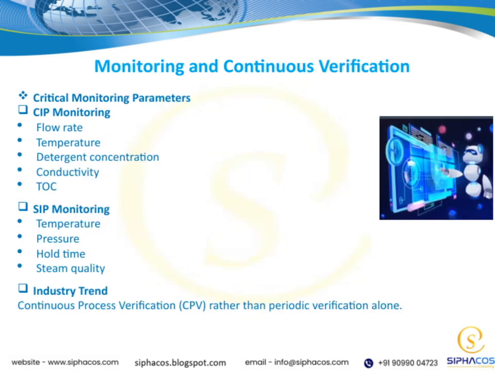Let's talk about monitoring and continuous verification, two crucial parts of keeping processes reliable and safe. For cleaning in place, or CIP, we track things like flow rate, temperature, detergent concentration, conductivity, and total organic carbon. For sterilization in place, or SIP, temperature, pressure, hold time, and steam quality are key.